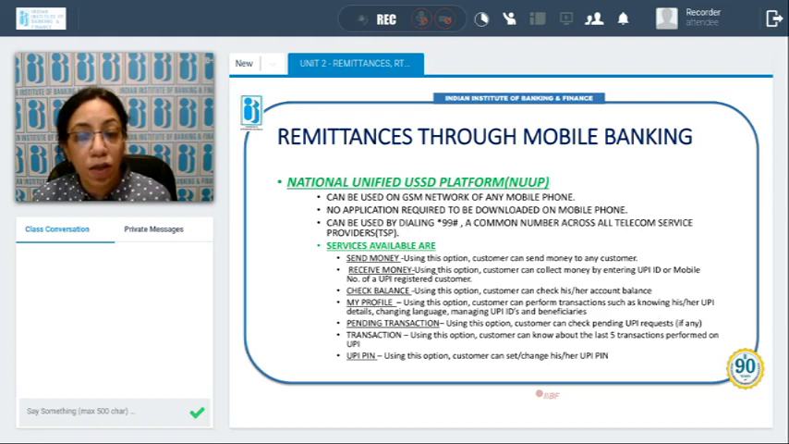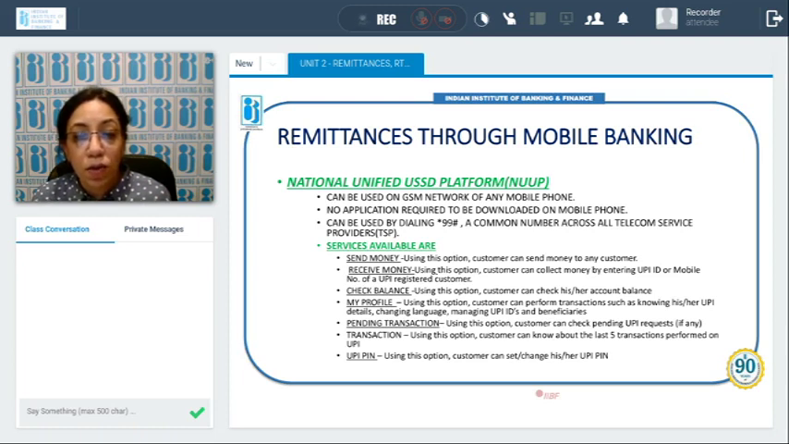The services which are available under NUUP are: it can be used to send money. Using this option, customer can send money to any customer. Receive money. Customer can collect money by entering UPI ID or mobile number of a UPI registered customer. He can check balance. He can use My Profile option and perform transactions such as knowing his or her UPI details, changing language, managing UPI IDs and the beneficiaries.